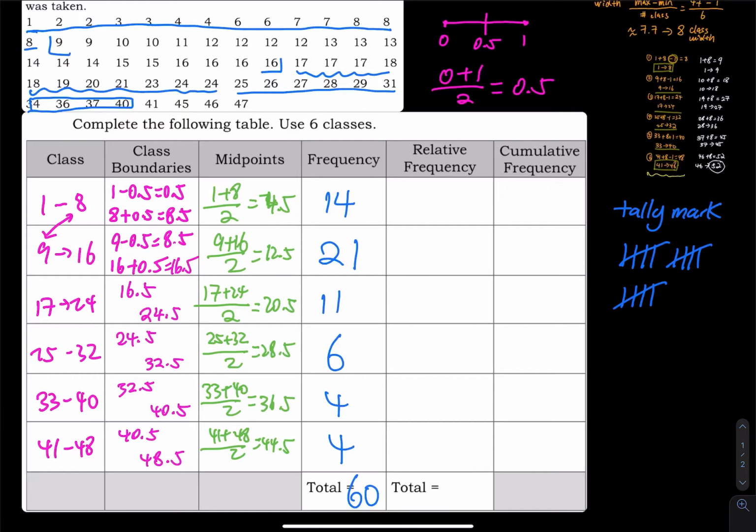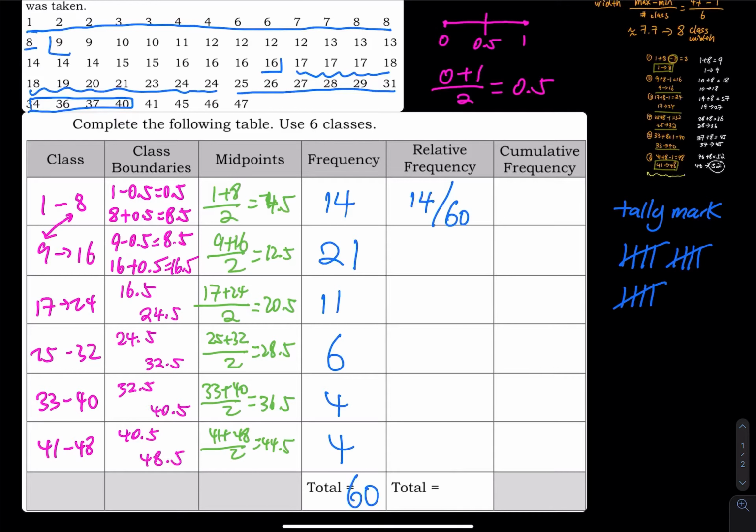And then the relative frequency. In math, relative means they want you to compare every individual. This is the correct way to say this: they want you to draw a ratio between each individual frequency and the total. That means you have to do a division or a fraction. So you take 14 and then you divide by the total.